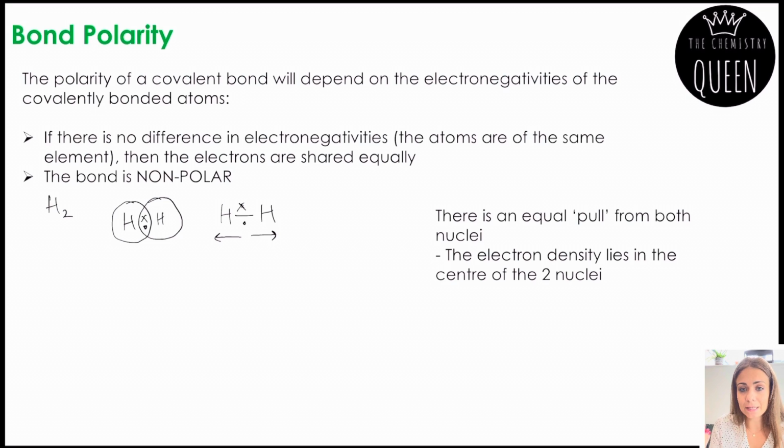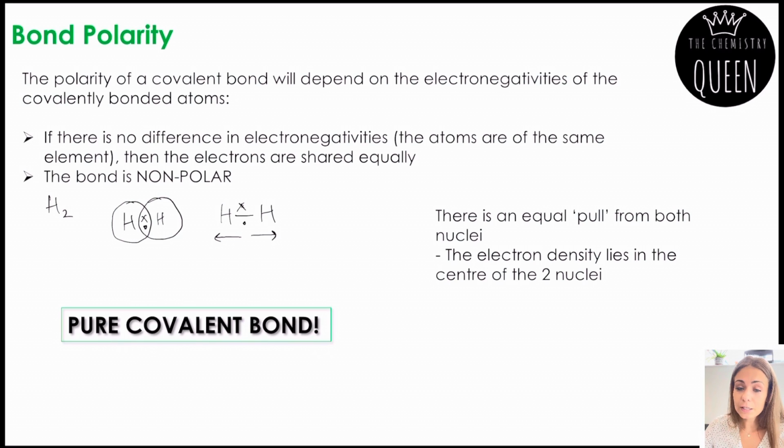So they're not going to move, and they're just going to lie directly in the middle of the two atoms. So the negative charge of the electrons is in the center of the two atoms. That means there's no uneven distribution of charge or electron density. Therefore the bond is non-polar. This can also be described as a pure covalent bond because the electrons are being shared equally. So the covalent bond is purely covalent.